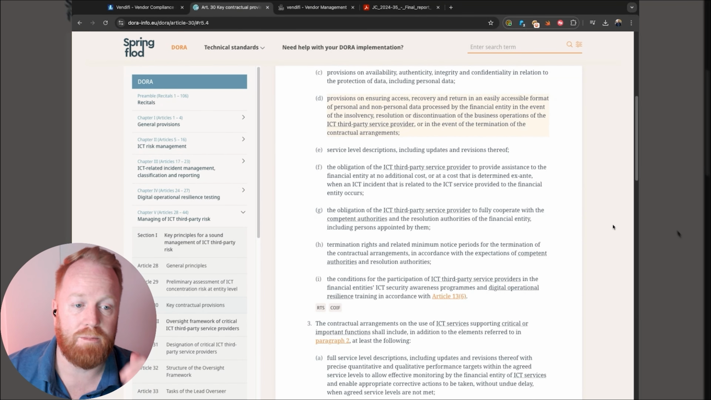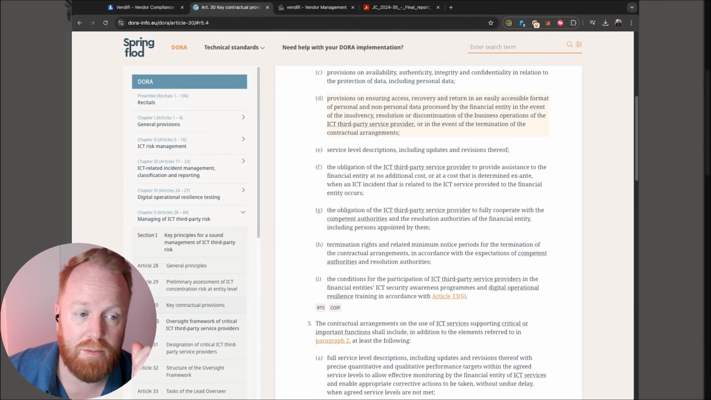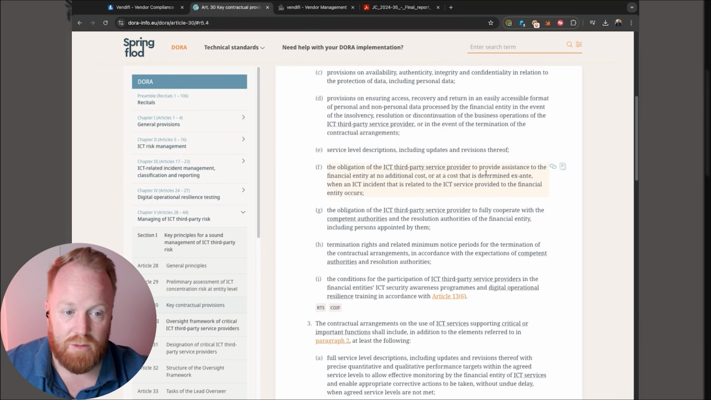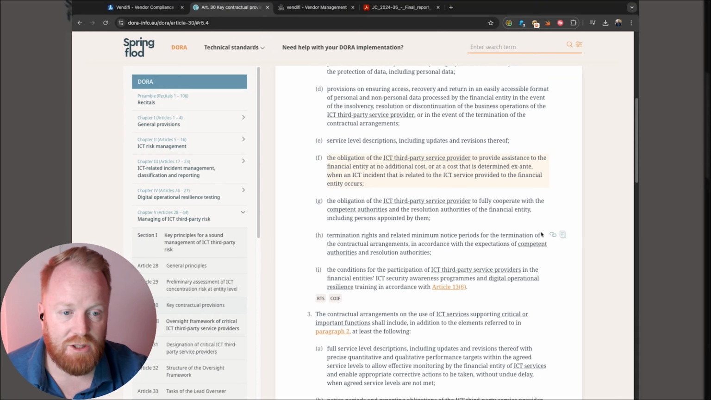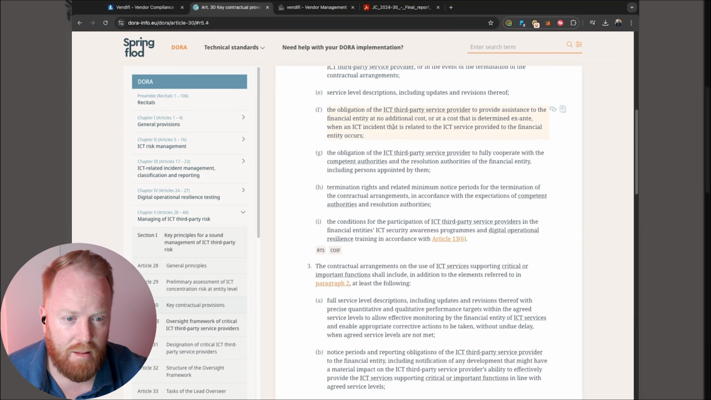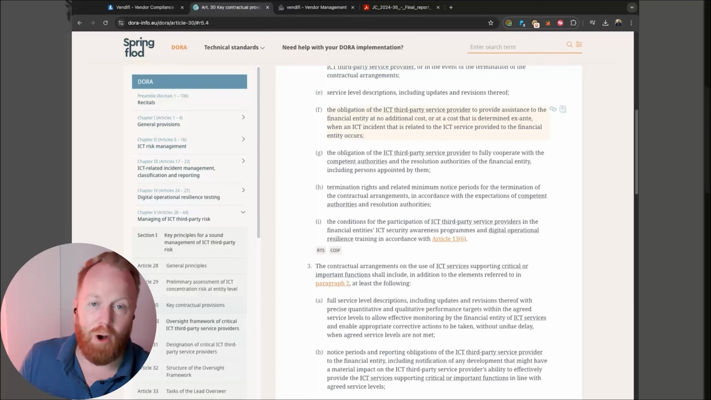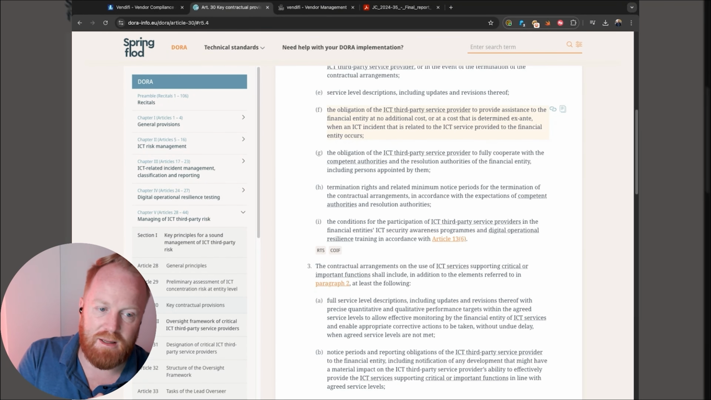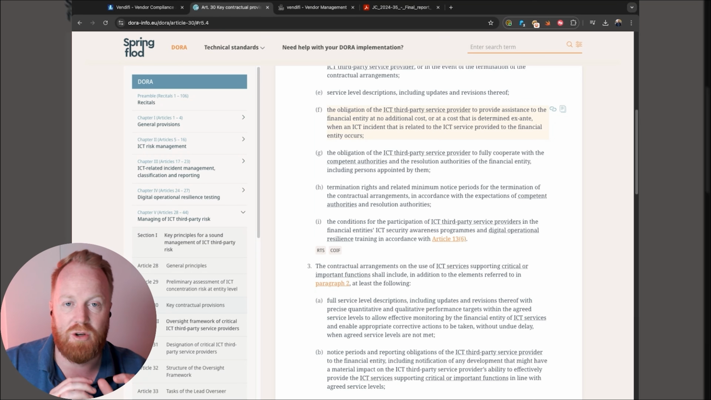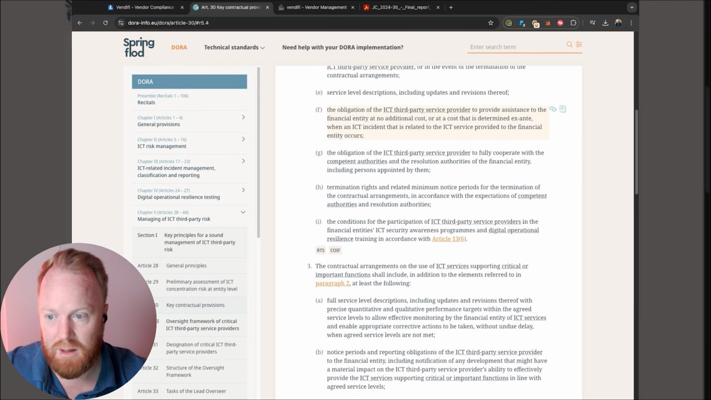D, rules to ensure that both personal and non-personal data processed by the financial entity can be easily accessed, recovered, and returned if the ICT provider goes out of business or if the contract ends. E, description of service levels along with any updates and changes. F, the ICT provider must assist the financial entity at no extra cost or at an agreed cost if an ICT incident related to the service occurs. If something happens, you're going to help us out.